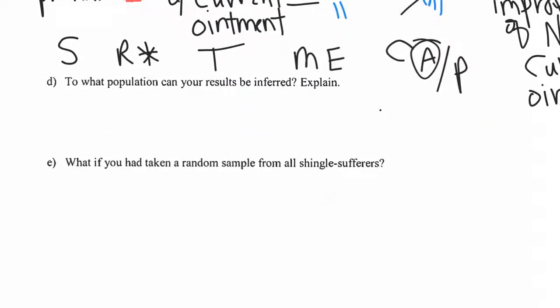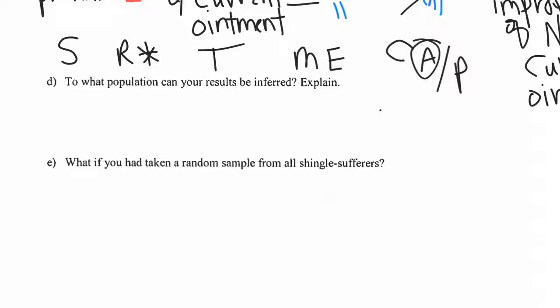Okay, so to what population? Who can we actually infer our results to? So this is about that if you randomly select, then your sample's like the population, and you can generalize. Otherwise, if they are volunteers, listen up. If they are volunteers, then the volunteers might be more desperate, have a much worse condition than the typical shingles sufferers or whatever. So, who can we generalize our results to?